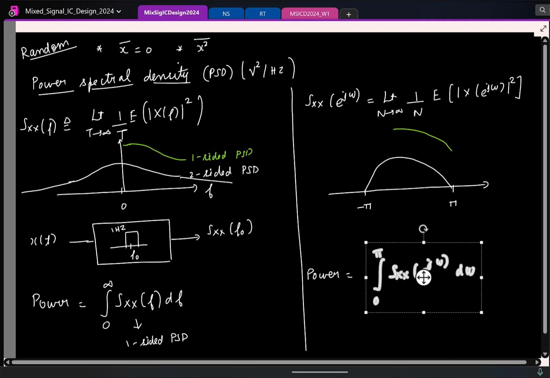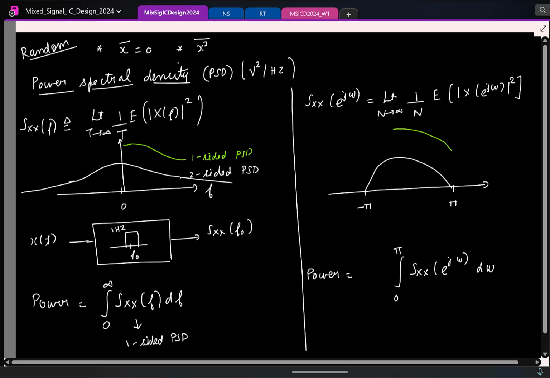One thing to always remember is whenever you have these operations done in omega, you will have a scaling factor of 2 pi. Omega means you'll have 2 pi. Here also, if I am doing it in continuous time omega, you'll have 2 pi.